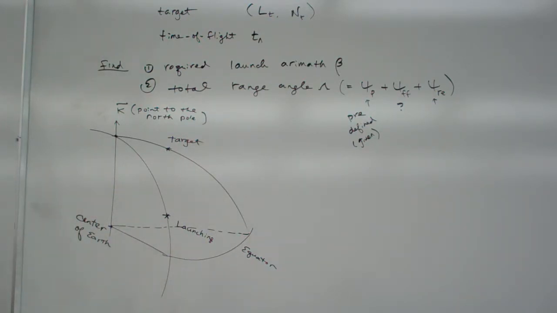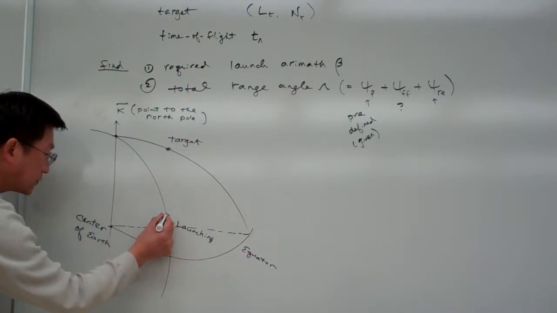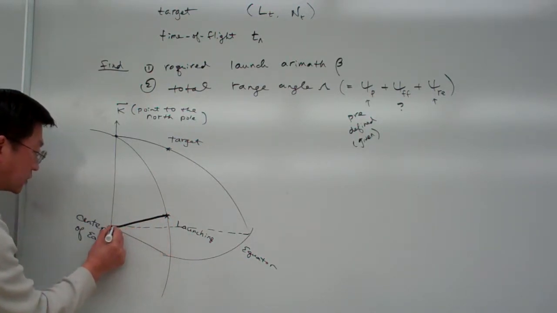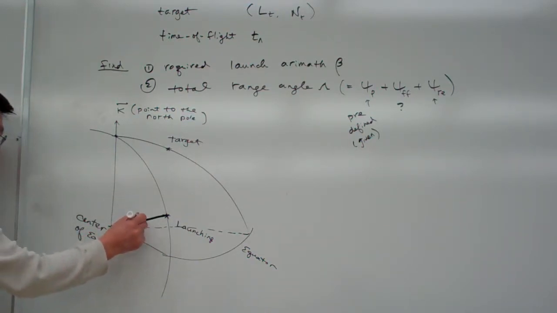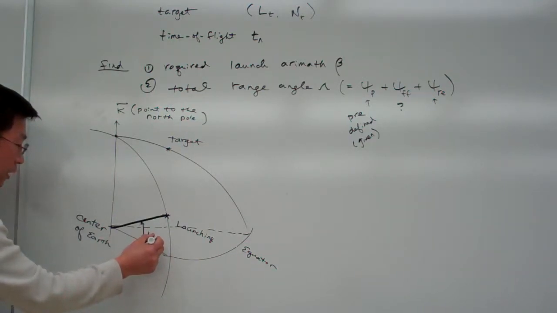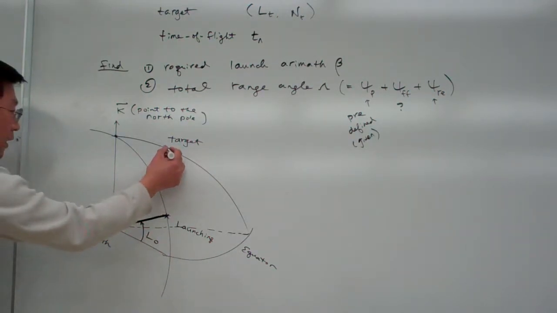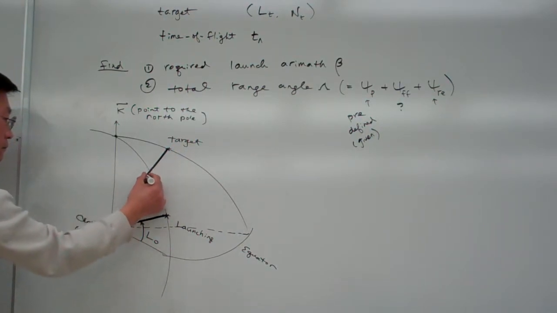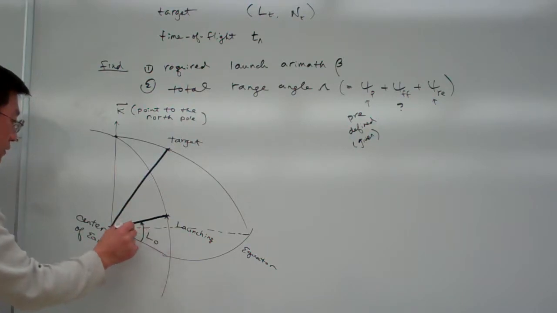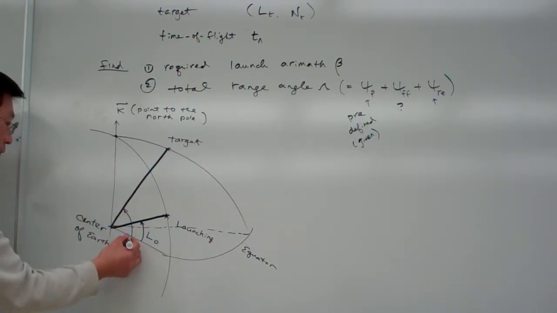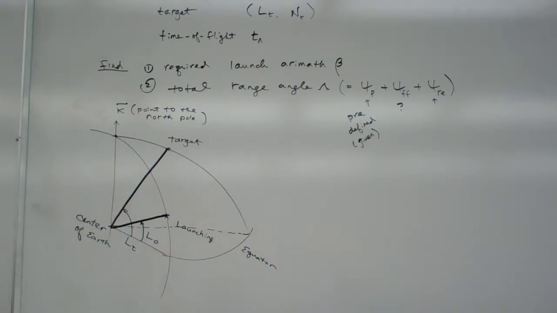From here you can see the bottom portion is part of the equatorial plane. From here we can measure this one, I'm going to draw it very thick. This indicates the latitude of the launching site. Let me give a symbol here. This one is L0. And this one is the latitude of the target. So this one is LT.